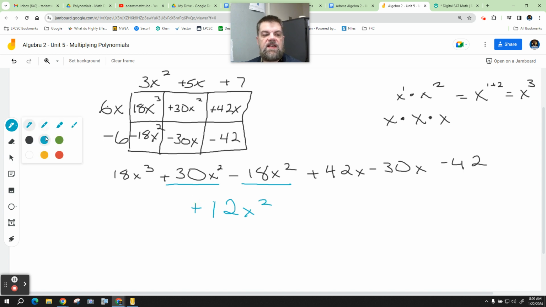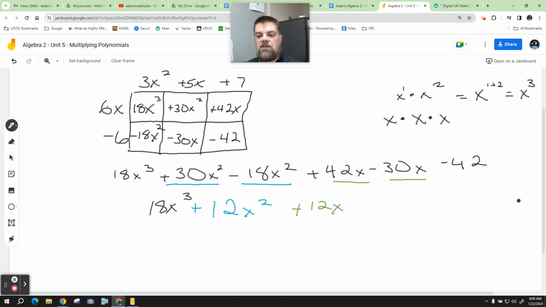Now we're going to do the same thing over here with my x's. I have 42 x's. I'm going to take away 30 of them. How many do I have left? 12. 12 x's. And then everything else just comes down. So we're just going to say 18x cubed plus 12x squared plus 12x minus 42. And that is the answer.